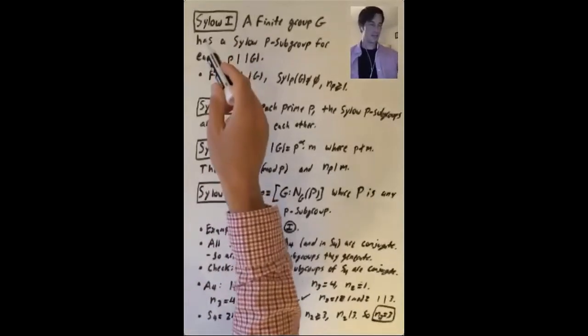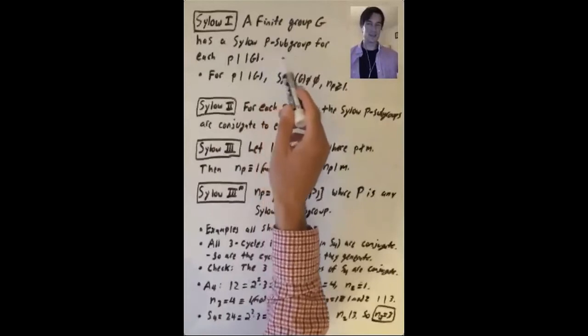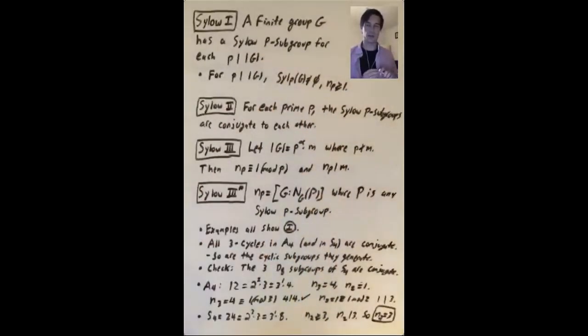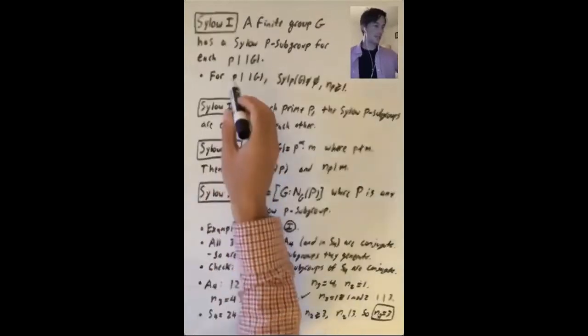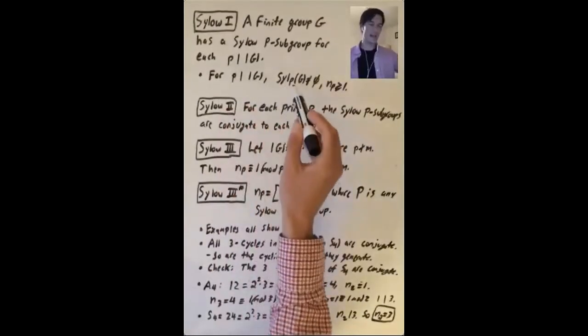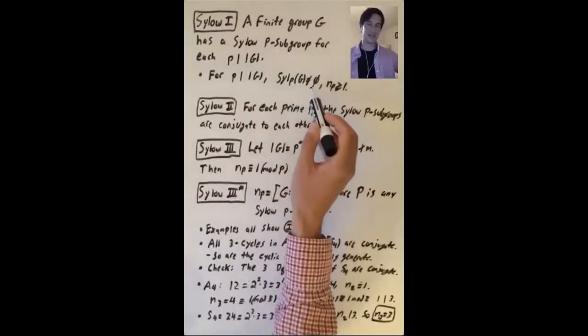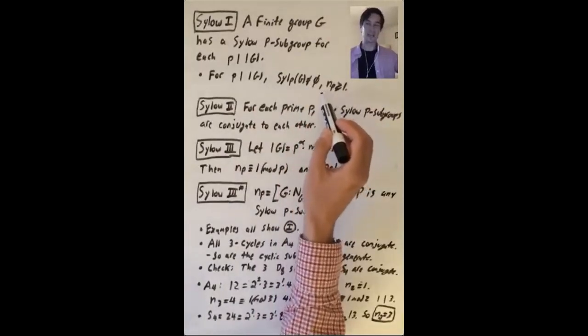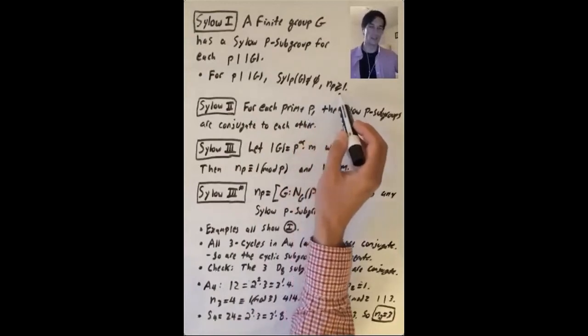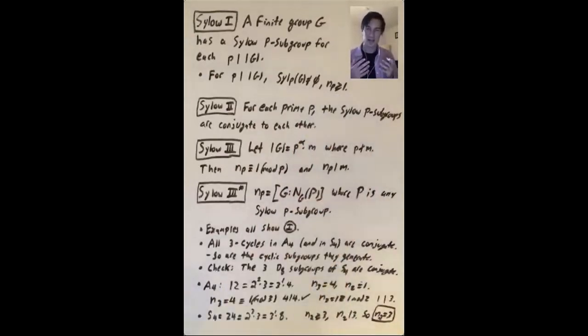The first part says that a finite group G has a Sylow p-subgroup for each p dividing the order of the group. What does that mean? For each p dividing the order of the group, the set of these Sylow p-subgroups is not empty. It says that Np, the number of Sylow p-subgroups, is always at least 1. To say it again, you write the order of the group as some power of p times something not divisible by p, and there exists a subgroup of order equal to that maximum power of p dividing the order of the group.